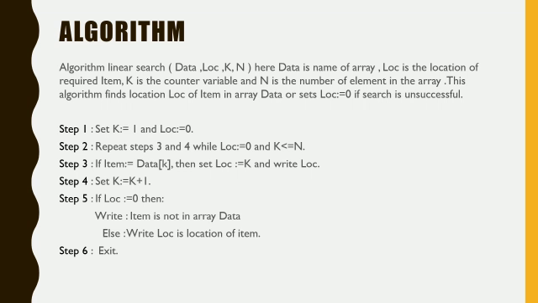Step number 2. Repeat steps 3 and 4 while LOC equals to 0 and K is less than or equals to N. Step number 3. If ITEM equals to DATA of K, then set LOC equals to K and write LOC. Step number 4. Set K equals to K plus 1. Step number 5. If LOC equals to 0, then write ITEM is not in array DATA, else write LOC is the location of ITEM. And step number 6. Exit.